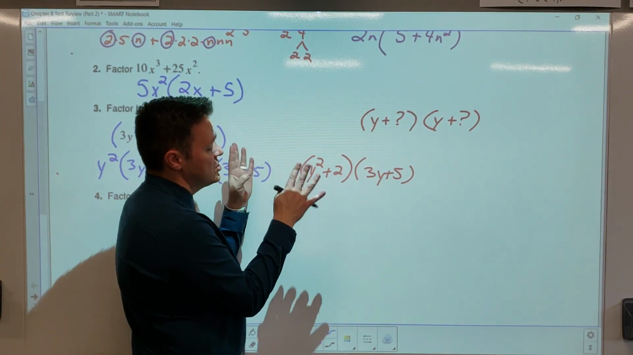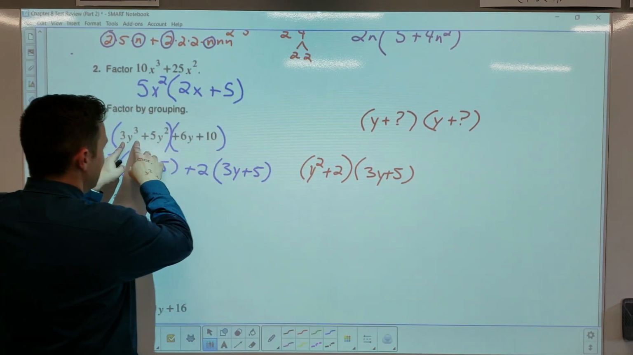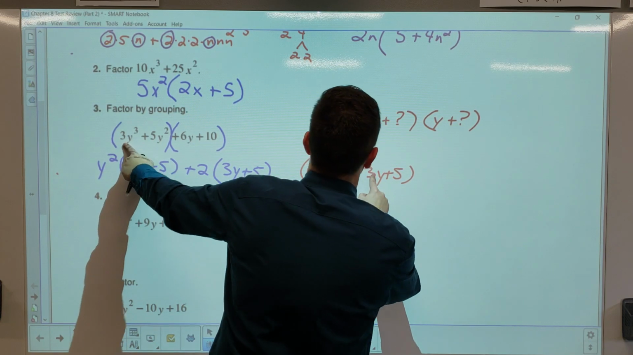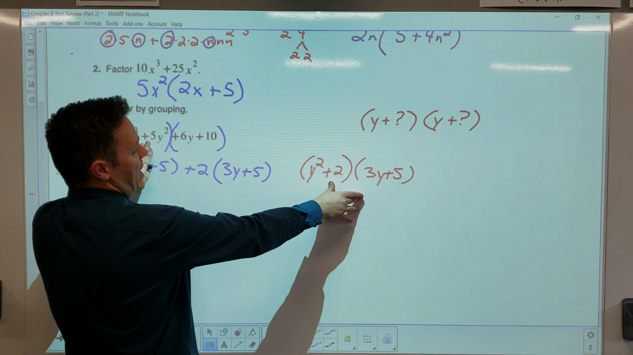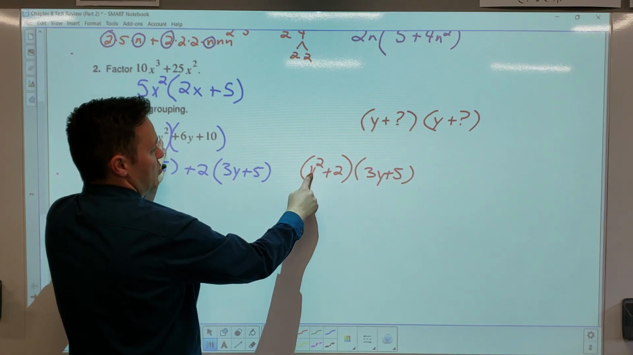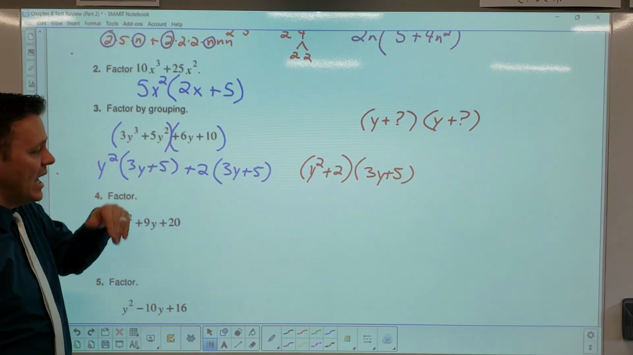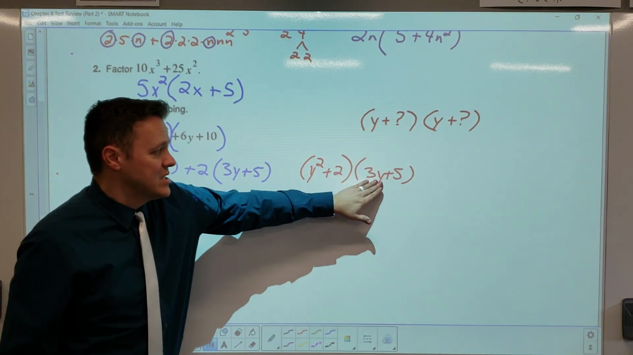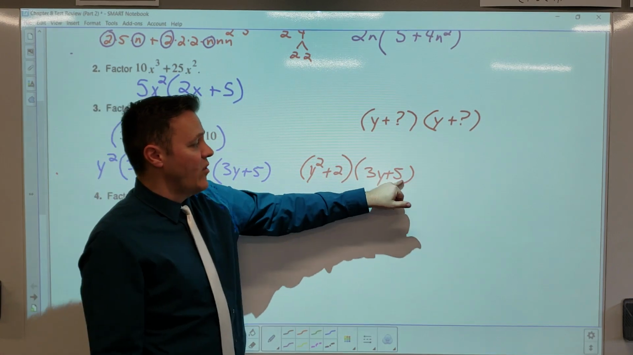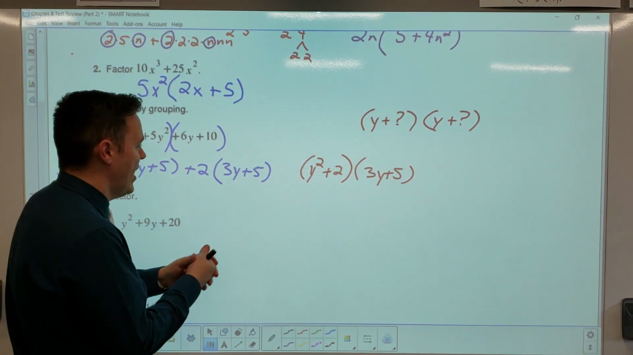Yeah, you can. Just make sure, if I were to multiply this whole thing out, would I get this answer? So I have a 3, a y squared. If I did the FOIL method, the first term would be 3y squared. Bam, I got it. My next term would be y squared times 5, or 5y squared. I got it. Move forward. 2 times 3y would be 6y. Yep, 2 times 5 is what? 10. I did it. Make sure you guys can do this factoring by grouping.